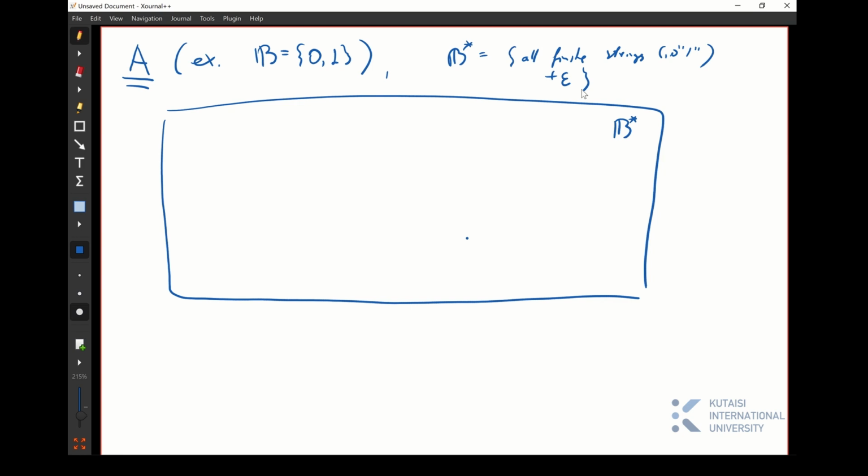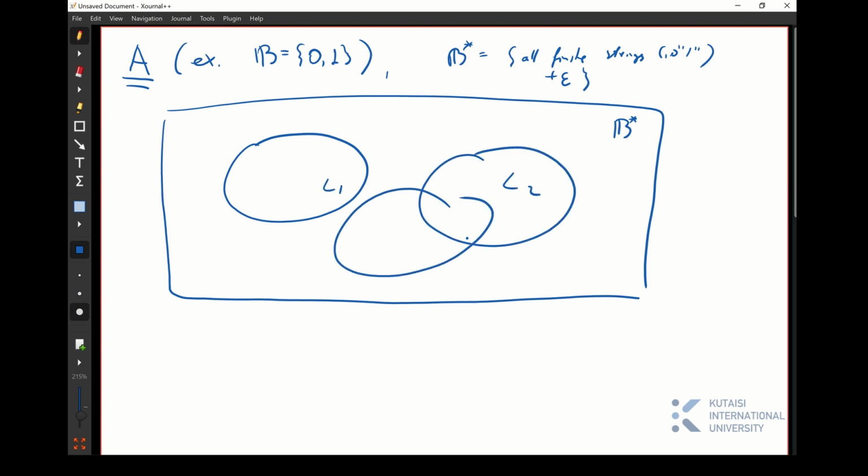So this is all strings, and inside there you had these languages, let's say L1, L2, L3. When you specify some subset of B star, all possible subsets of B star are languages. This is a huge class, but then you specify some of them in some way. We talked about certain languages being regular, so to speak.